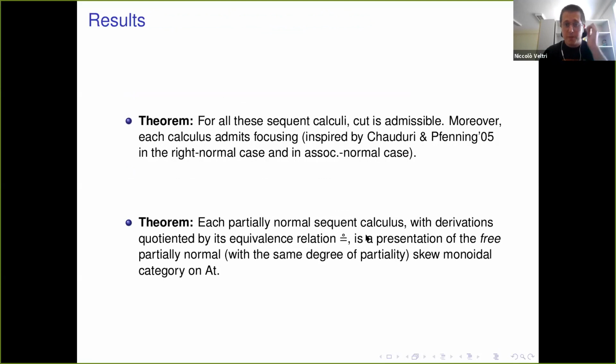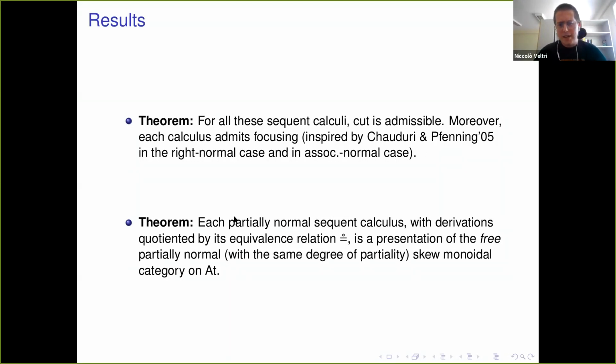Okay, so what are the results? First of all, we define a family of sequent calculi, because we can also combine multiple normality conditions and get sequent calculi for, let's say, simultaneously left normal and right normal skew monoidal categories. For all these sequent calculi, we proved cut admissibility, and they all admit focusing. Unfortunately, I don't have time to show you this, but the interesting cases are the right normal and the associative normal case, where things get more involved, and we had to use some machinery from Chaudhuri and Pfenning in their focused linear logic paper, 2005.